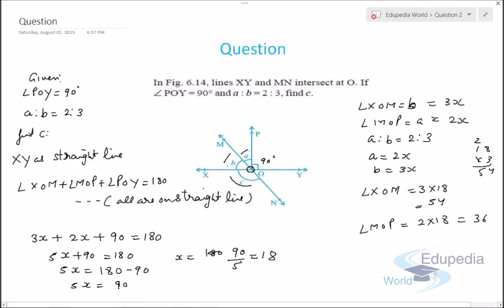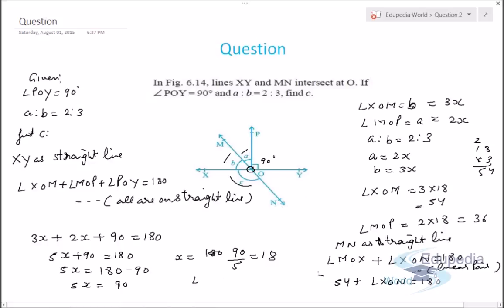Now we need to find C. If we consider now MN as a straight line, what we get is angle MOX or XOM, whatever the case may be, plus angle XON equals 180 degrees. Why? They are a linear pair. Now we have MOX or XOM equals 54, so it will be 54 plus angle XON will be equal to 180.